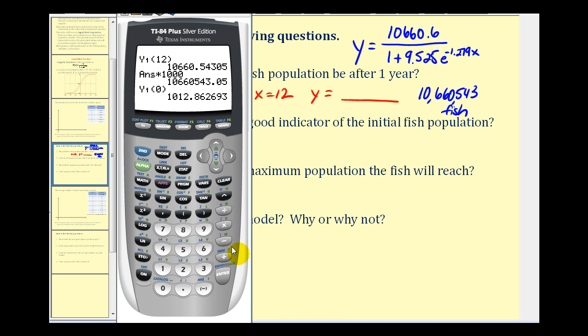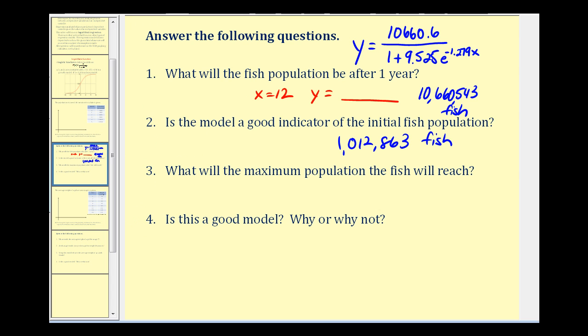gives us approximately 1,013. Remember, this is in the thousands, so we'll multiply this by 1,000. And according to the model, the initial population was 1,012,863 fish. And again, this was from the model, but the actual data says it was 1 million. So our model is off a little bit, but that's the case for most models. There are limitations for every model.